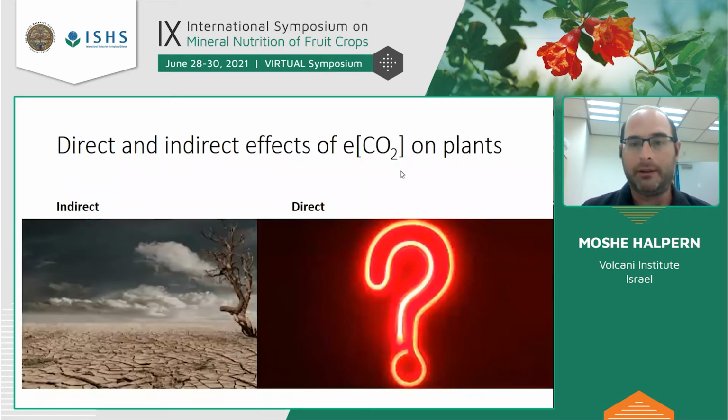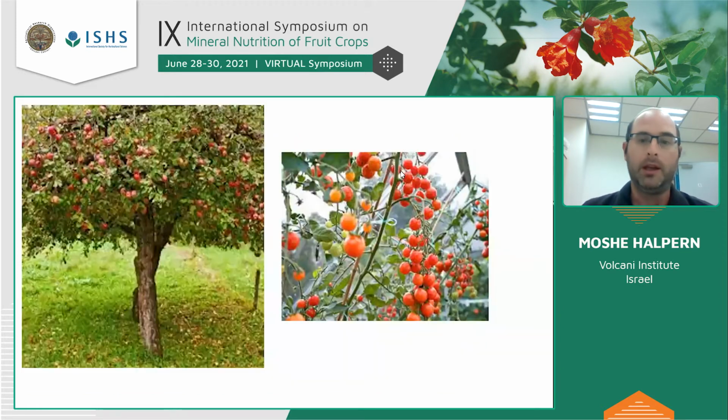There are direct and indirect effects of elevated carbon dioxide on plants. The indirect ones have to do with climate change and drought and heat and sea level rise and all sorts of things. But we're not going to talk about those today. We're talking about the direct effects of elevated carbon dioxide on plants. I know that most people are working on fruit trees.